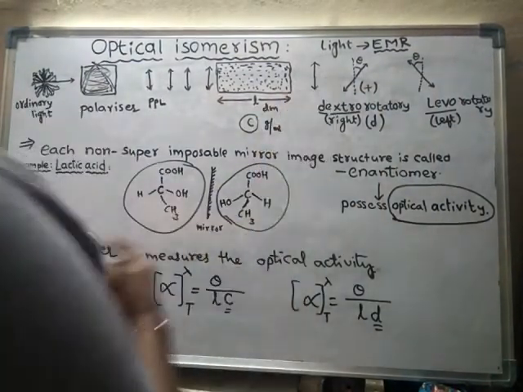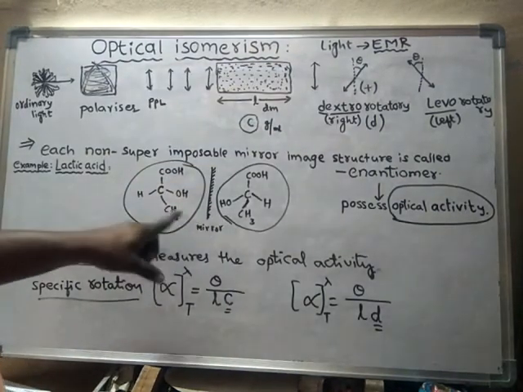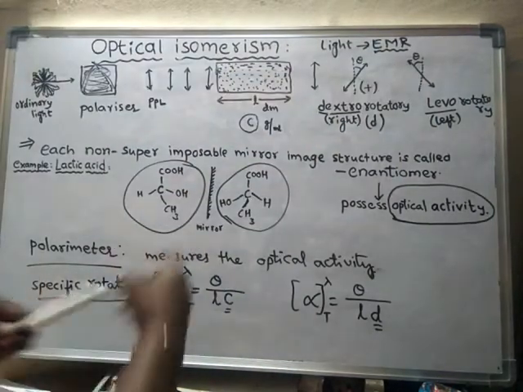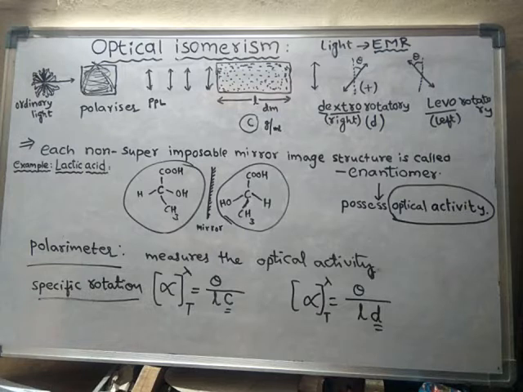But the rotation made by this compound, theta, will be exactly equal to the rotation made by the other enantiomeric pair. So the angle of rotation made by both enantiomers will be exactly equal but opposite in direction. One is said to be a dextrorotatory compound and the other is said to be a levorotatory compound.